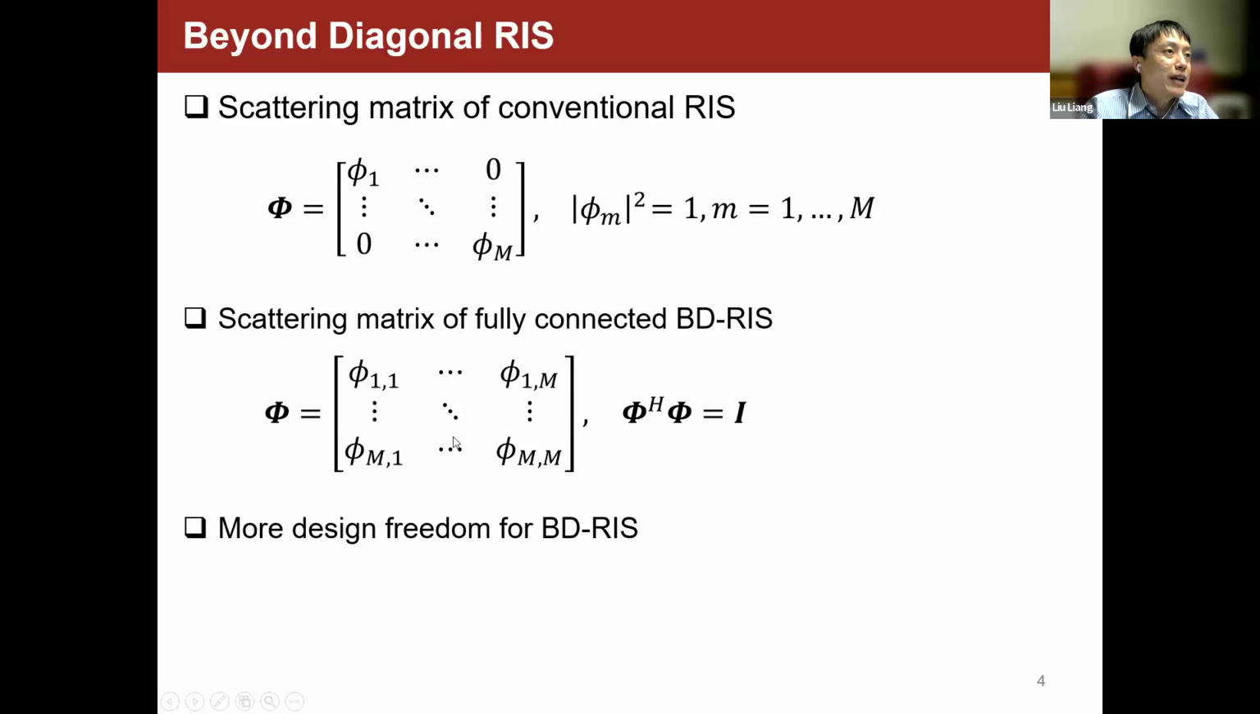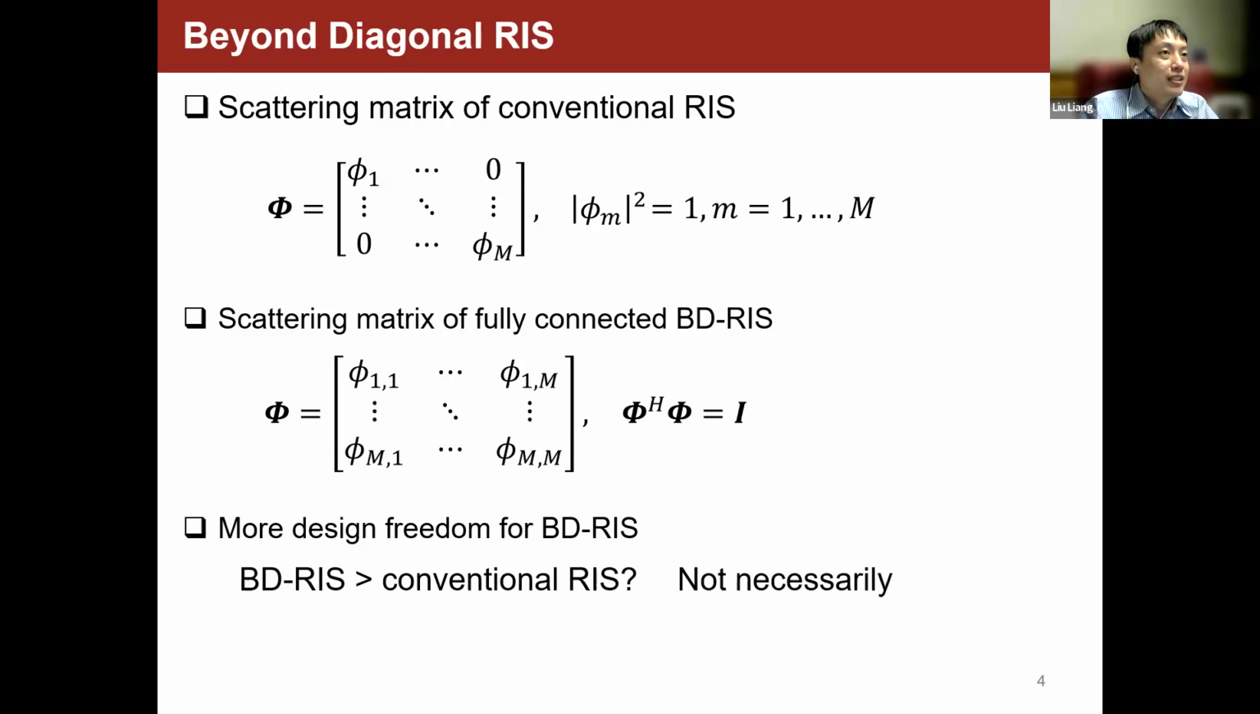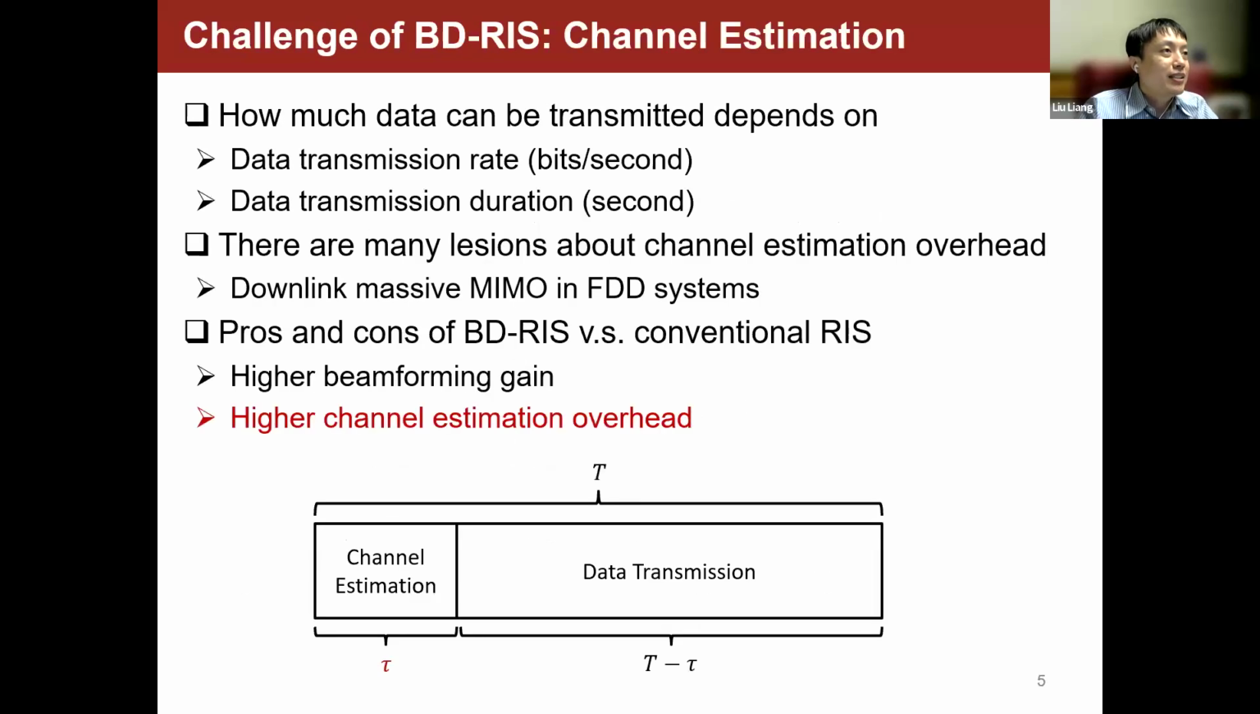From the rate perspective, this is good, but the question is: does this mean that if in the future we use BD-RIS in a practical system, the network throughput is definitely better than that achieved by the conventional diagonal RIS? The answer is not yes, or we cannot say definitely yes. We need to think about it. The reason is that in practice, before we transmit the data, we need to estimate the channel.